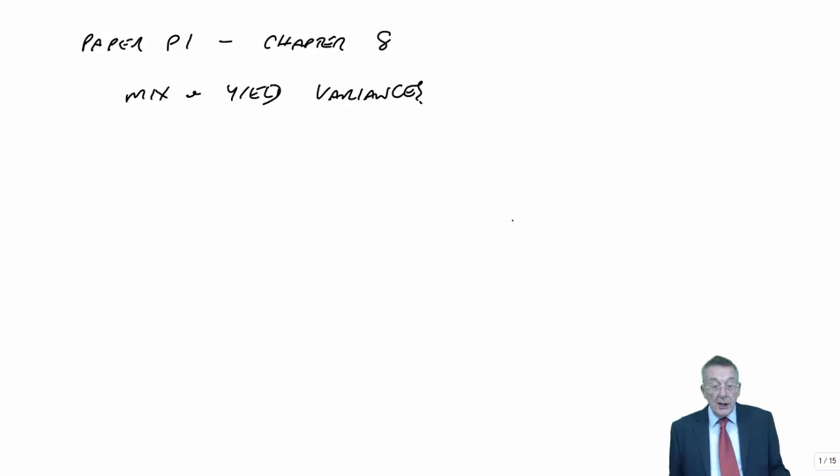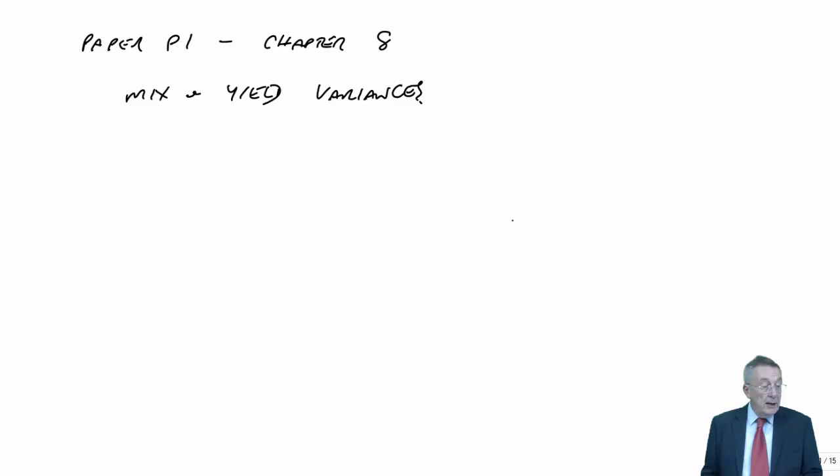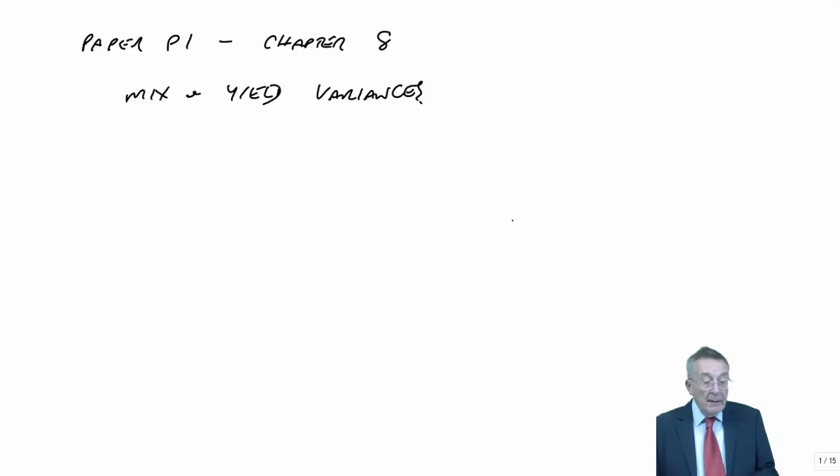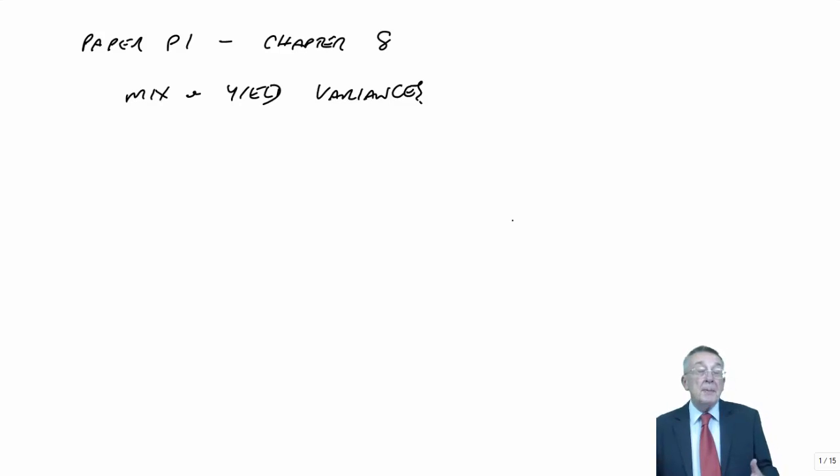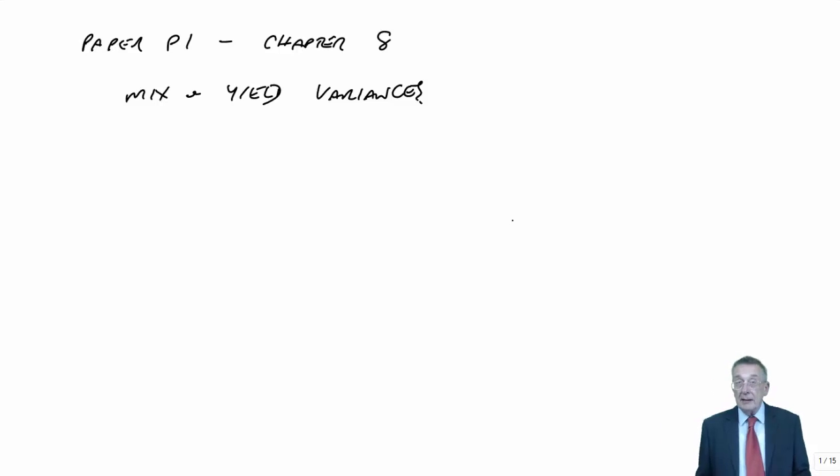All right, well, this is the second lecture on Chapter 8 of the Paper P1 lecture notes. In the first lecture, I explained planning and operational variances. In this lecture, I want to explain what we mean by mix and yield variances and how we calculate them.